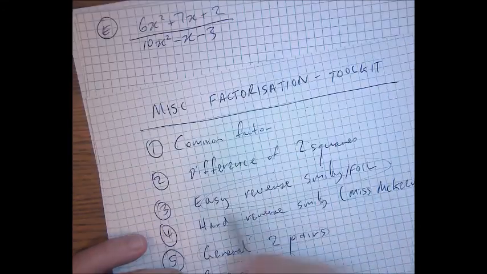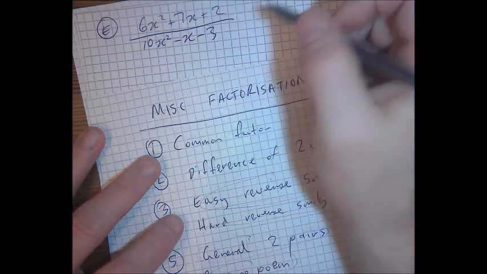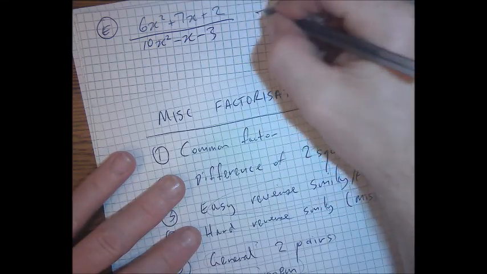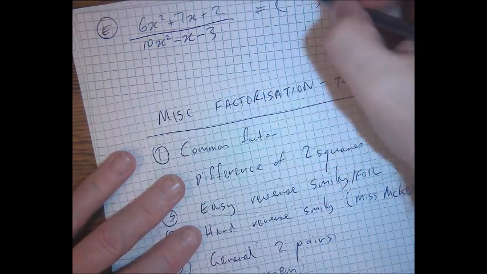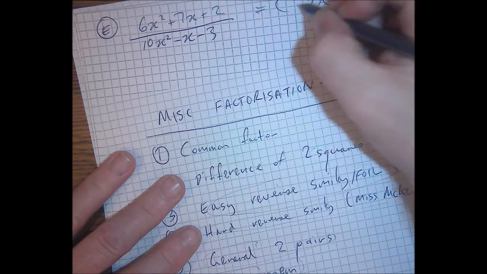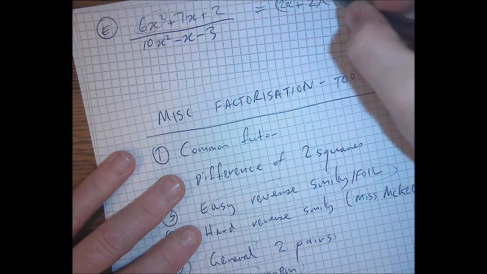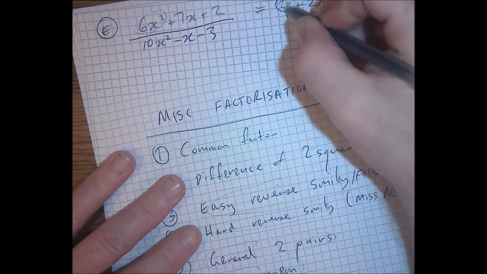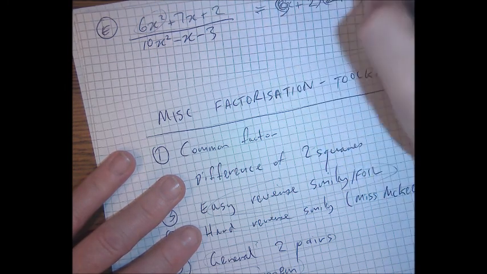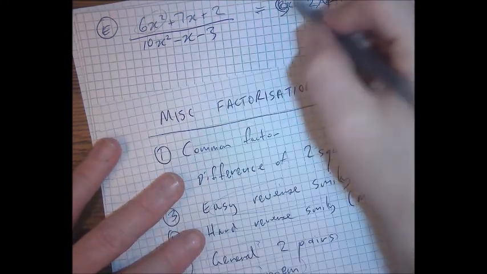A hard reverse smiley, because it could so easily have come from just double brackets. All we need is a 2 and a 1. What makes it hard is that the 6x squared gives us a fair few combinations. Is it 2x and 3x, or is it 3x and 2x, or is it 6x and 1x? Just a whole pile of pain.